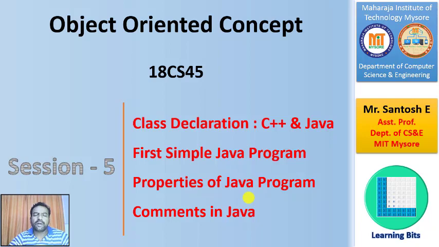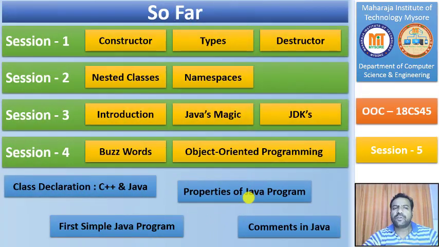Fine. So far, this is what we have already discussed in session 1, session 2, session 3 and session 4. At this point of time, you know what Java's magic is, what the JDK is, what buzzwords Java has as its own keywords, and object-oriented programming, in what way it is different from procedure-oriented or process-oriented programming. So in this class, as I told, we will discuss these 4 topics.